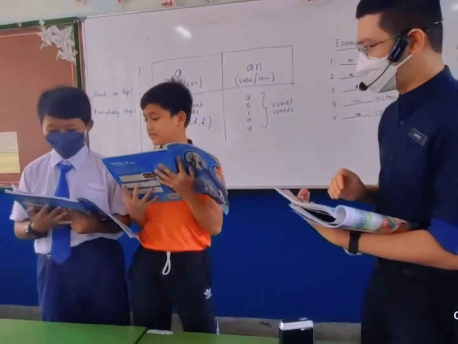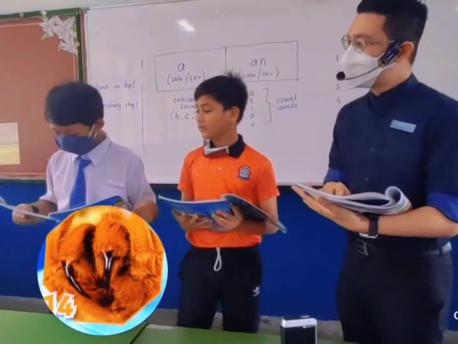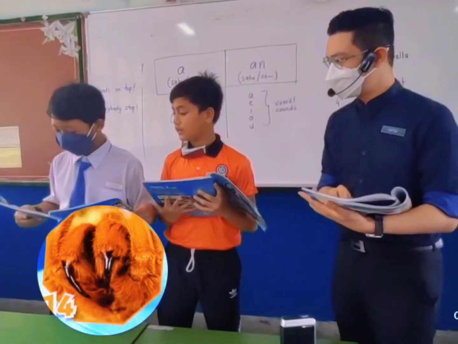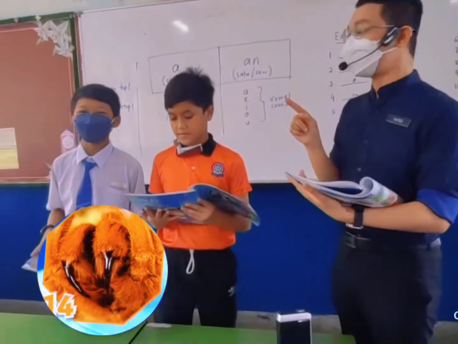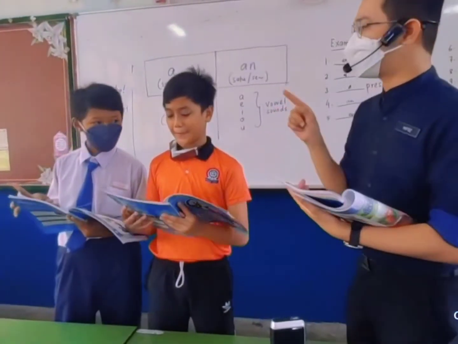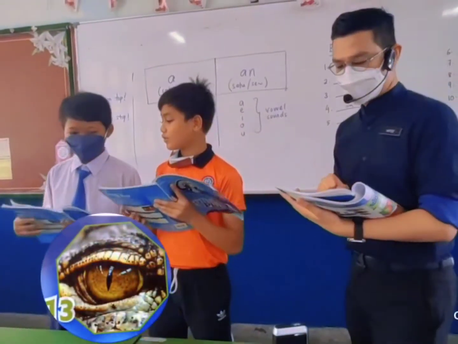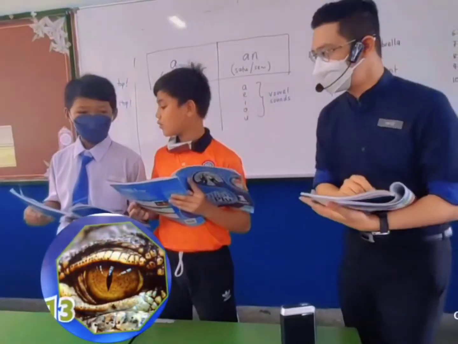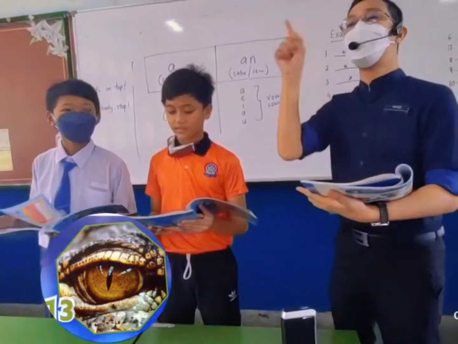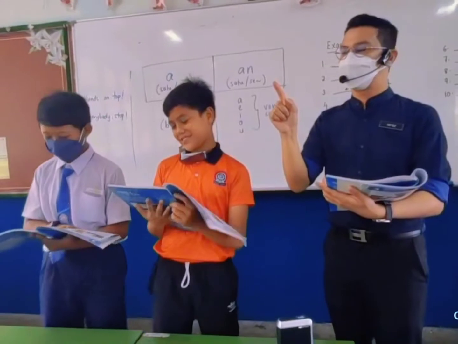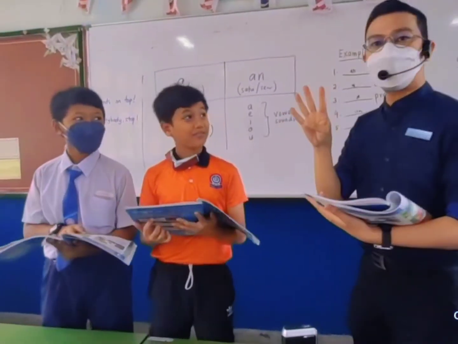Picture 14. Look at picture 14. What do you think it is? It looks like a spider. Yes, it's a spider. Move on to picture 13. Ausha, what do you think it is? Yes, it's a crocodile. Okay, 4 correct answers.